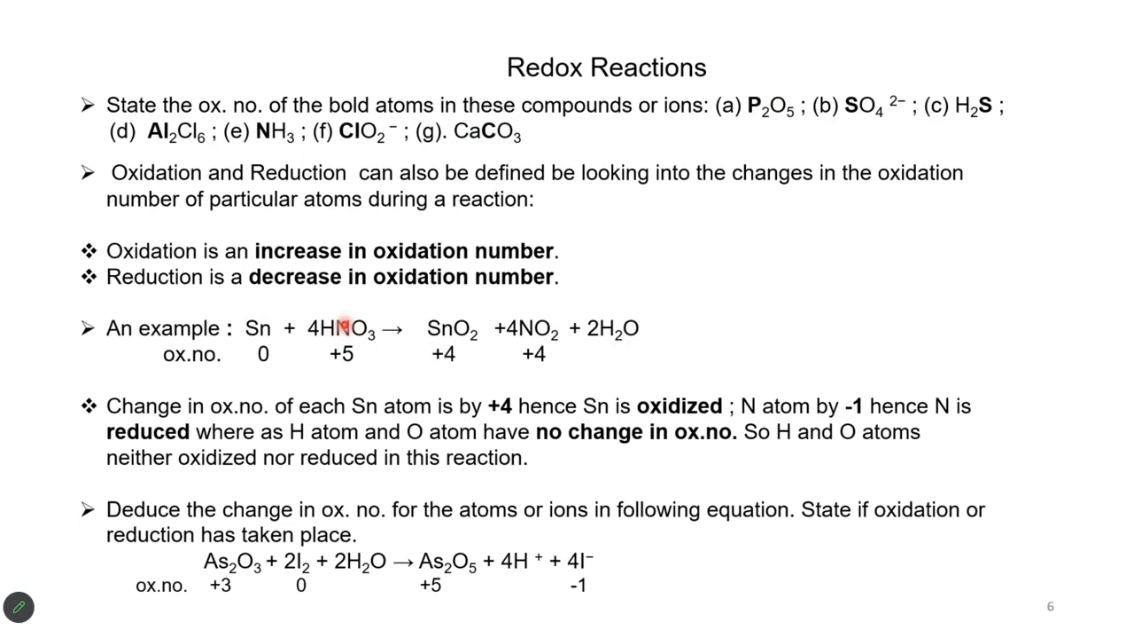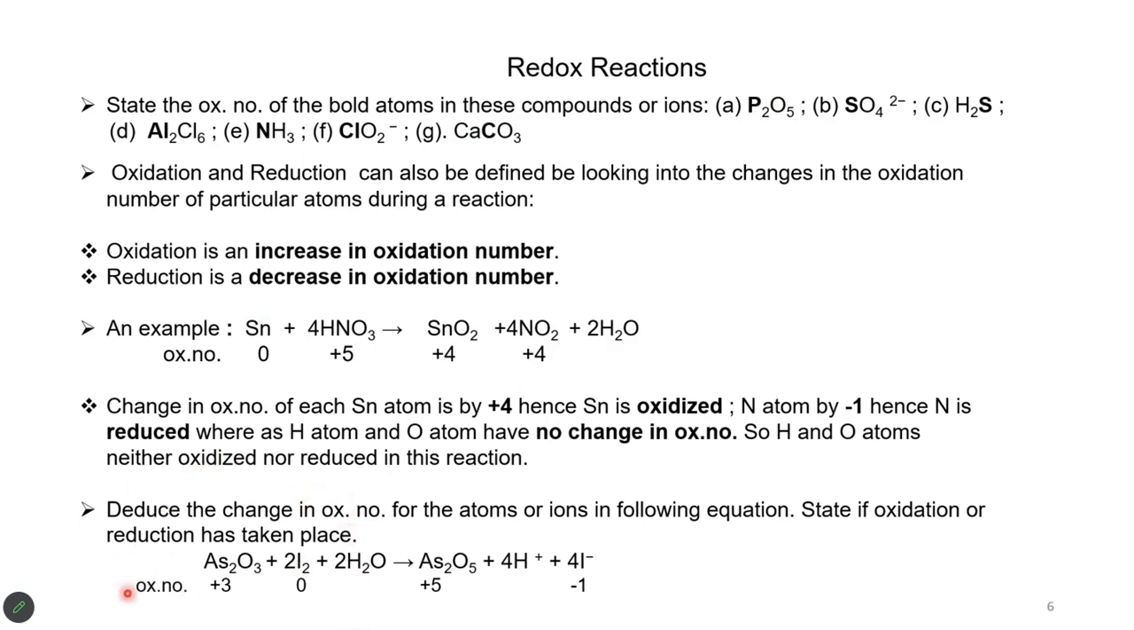We take nitrogen here, its oxidation number is +5. And nitrogen here, its oxidation number is +4. So the change in oxidation number is -1, and therefore nitrogen is reduced here. If we take oxygen and hydrogen, we see there is no change in oxidation number. Therefore, hydrogen and oxygen atoms are neither oxidized nor reduced in this reaction.